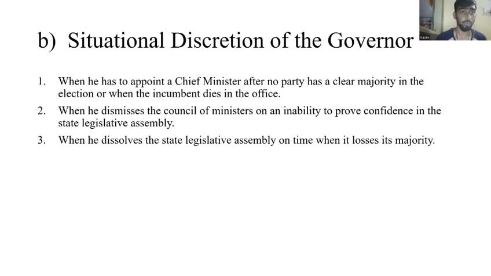Now let us speak about the situational discretion of the governor. The first one is when he has to appoint a chief minister after no party has a clear majority in the election or when the incumbent dies in office. The second one, when he dismisses the council of ministers on an inability to prove confidence in the state legislative assembly. The third one, when he dissolves the state legislative assembly when it loses its majority.